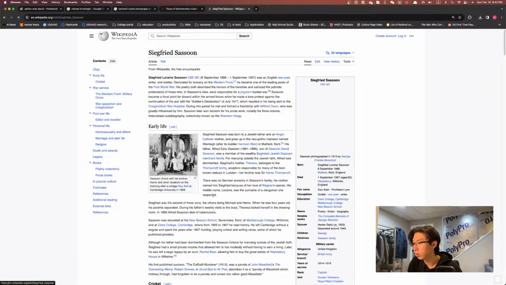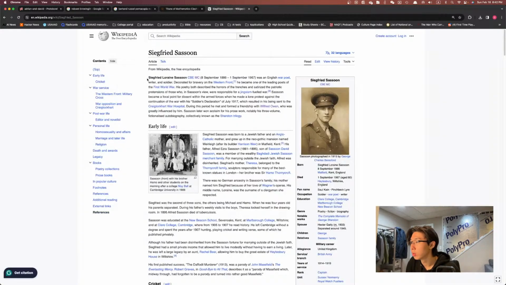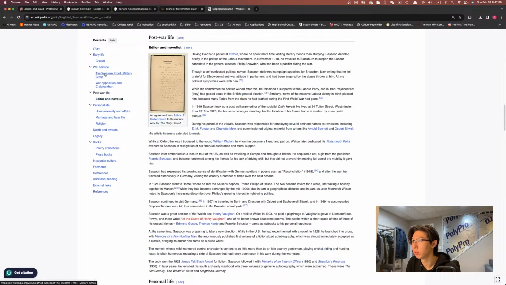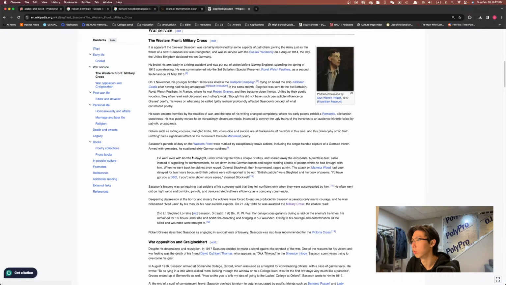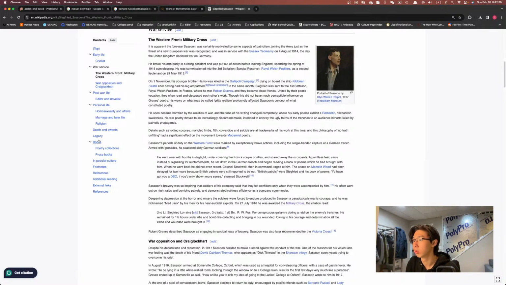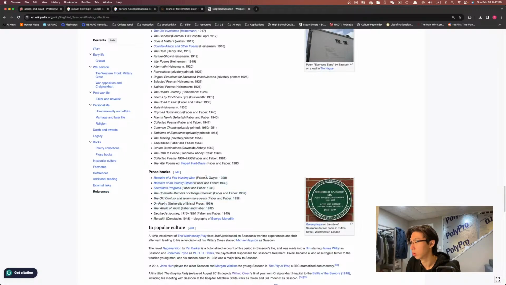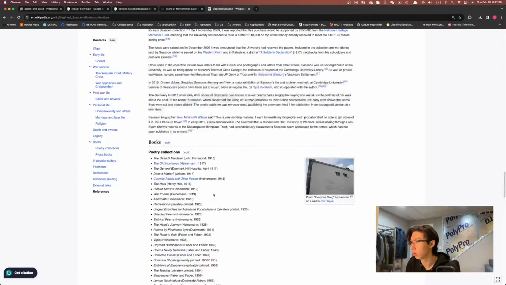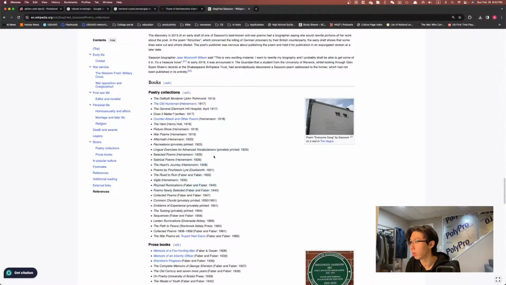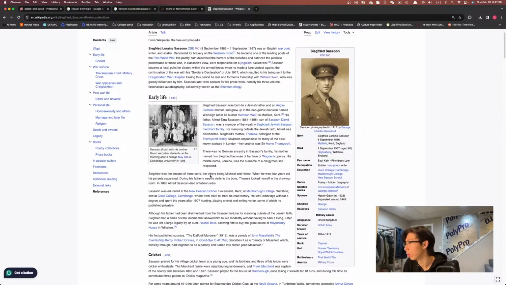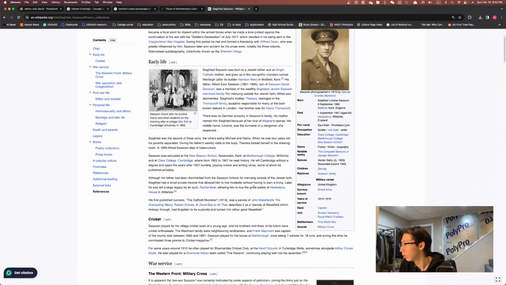Okay. Siegfried Sassoon is an English war poet, writer, soldier, editor, and novelist. The Western Front, Military Cross. Okay, books, poetry collection, prose books. Okay. So he lived on, alright. He lived for a pretty long time, yeah. Okay, 80 years old. Nice.